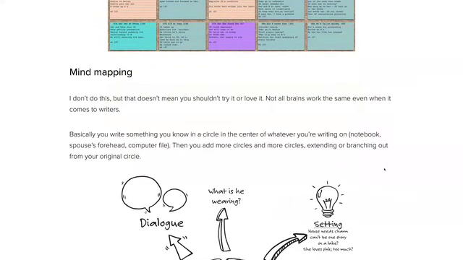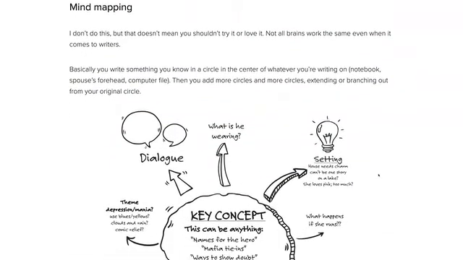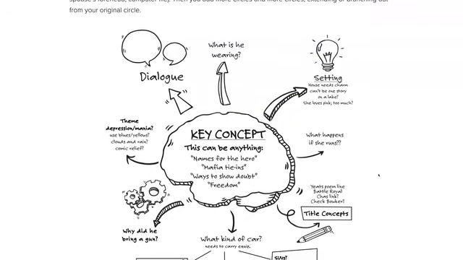Another way to visualize your story is mind mapping. And I don't do this, but that doesn't mean you shouldn't try it or love it, because not all brains work the same, even when it comes to writers. So basically, you write something in a circle in the center of whatever you're writing on, a notebook, your spouse's forehead, the computer file, it doesn't matter. Then you add more circles and more circles, extending or branching out from your original circle, like here.